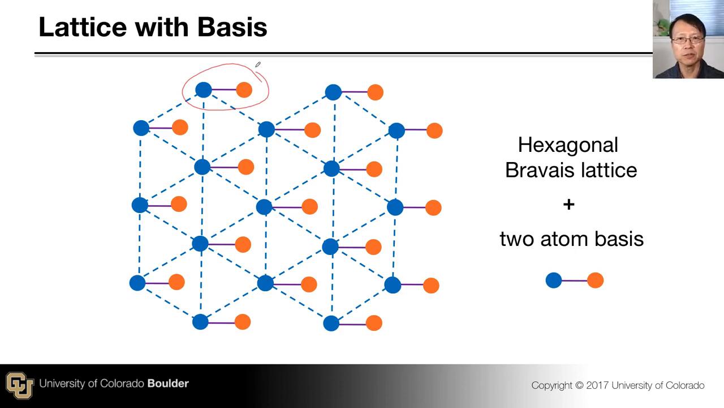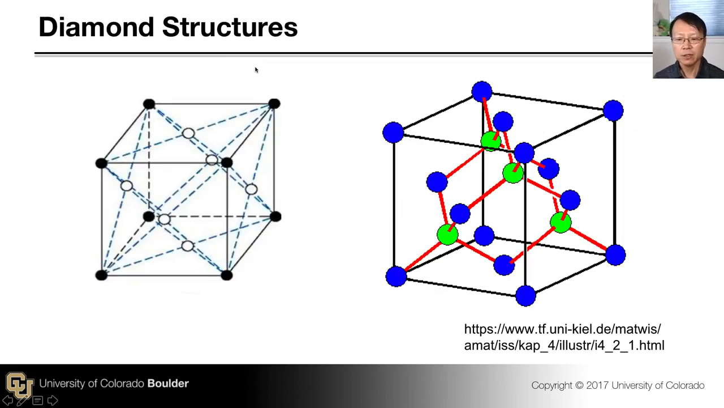Now, why is this important? Because you could have a similar situation in a 3D case. On the left here is shown a face-centered cubic crystal structure. And if you place a two-atom basis on each of these lattice points of the FCC crystal, you could get a diamond crystal structure as shown here.